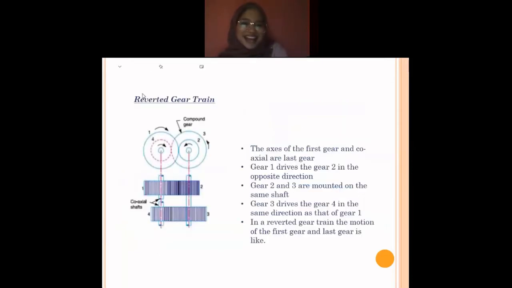Okay, next. Reverted gear train. The axes of the first gear and the last gear are coaxial. Gear 1 drives gear 2 in the opposite direction. Gears 2 and 3 are mounted on the same shaft. Gear 3 drives gear 4 in the same direction as that of gear 1. In the reverted gear train, the motion of the first gear and last gear is in line.